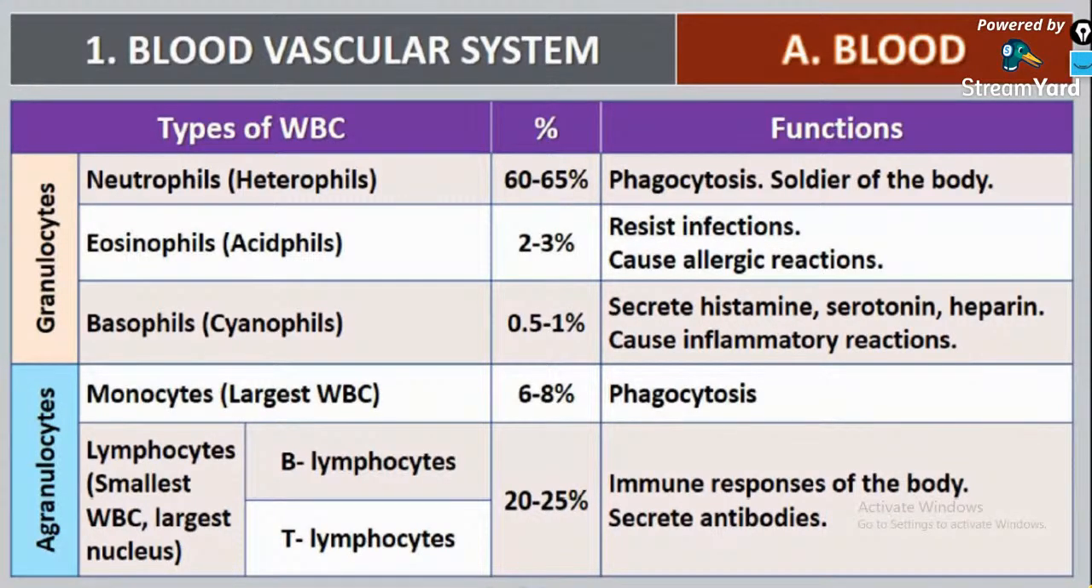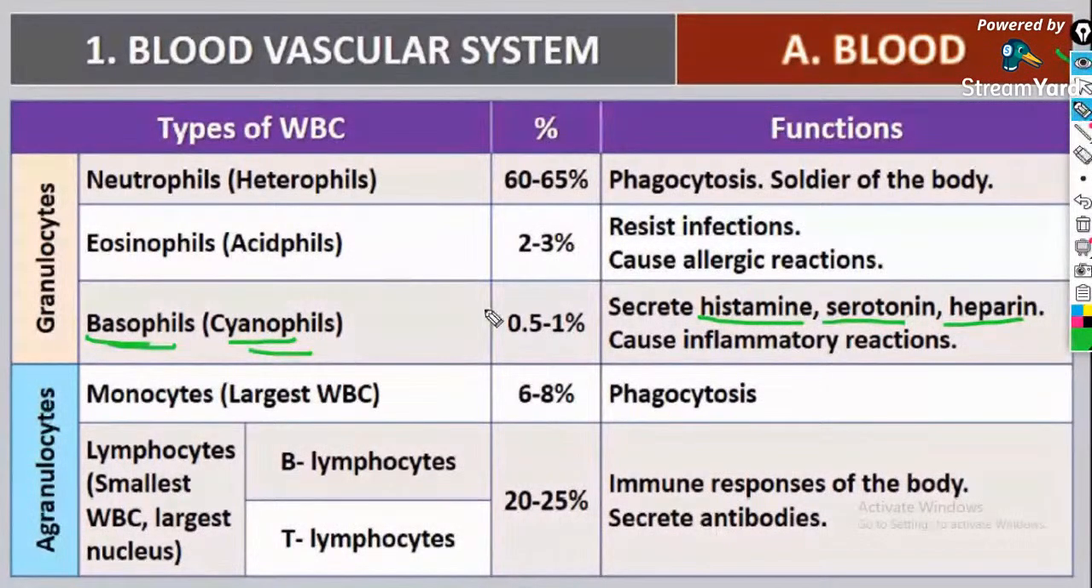Then eosinophils or acidophils cause allergic reactions and resist infections. Basophils, in very minute quantities, also called cyanophils, secrete certain substances such as histamine, serotonin, and heparin. Very, very important. Definitely there will be neat MCQs from this part. Name the type of WBC that secretes histamine, serotonin, and heparin. It is the basophils, or your option may contain only the term cyanophils.